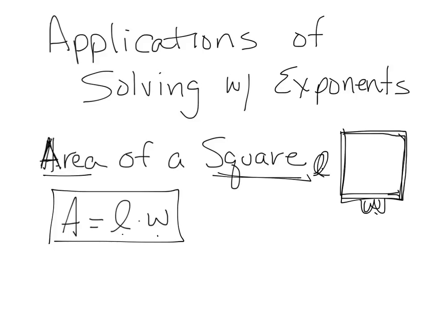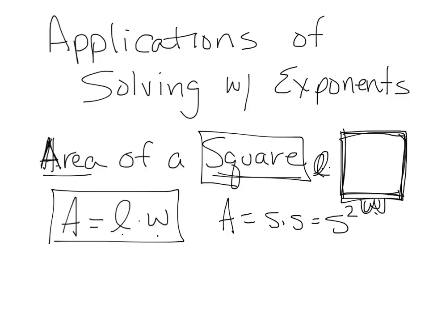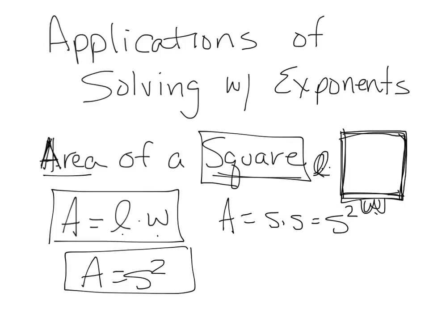Well, what's true about every side in a square? Well, we know they're all the same, and so it's not really length times width, it's really side times side, or side squared. And so we can write the formula for the area of a square, and it's got an exponent in it. That's pretty cool.